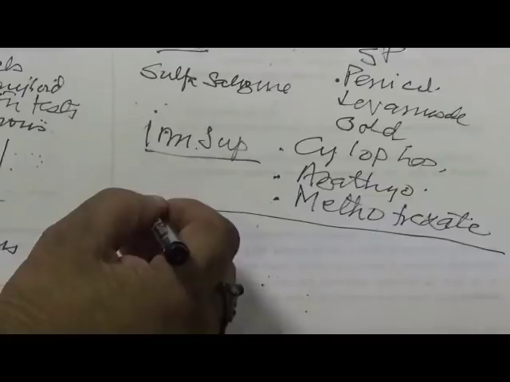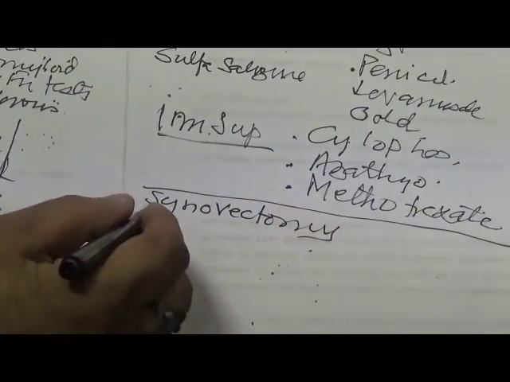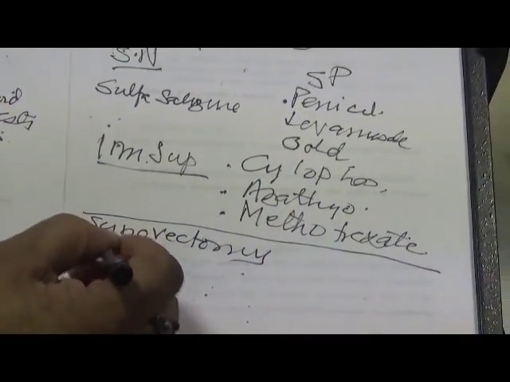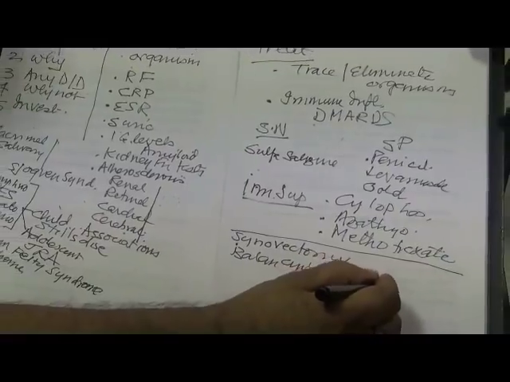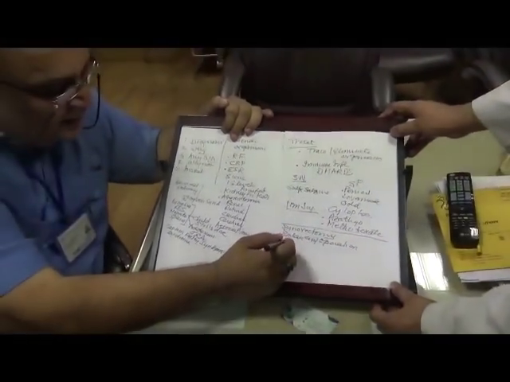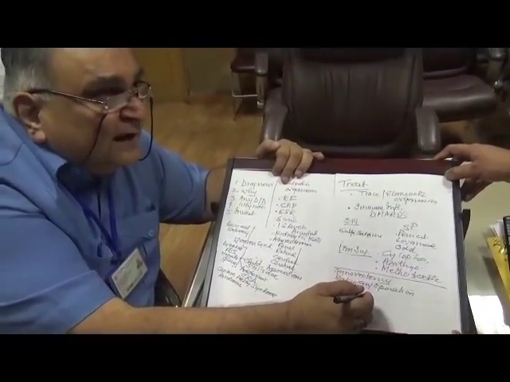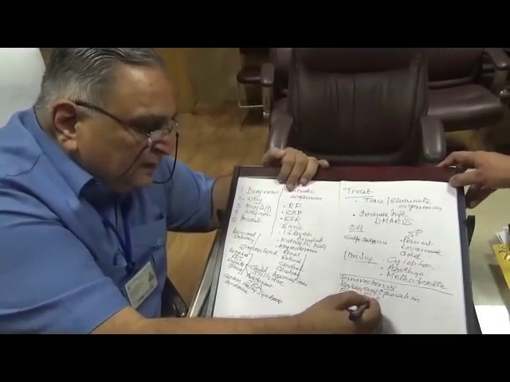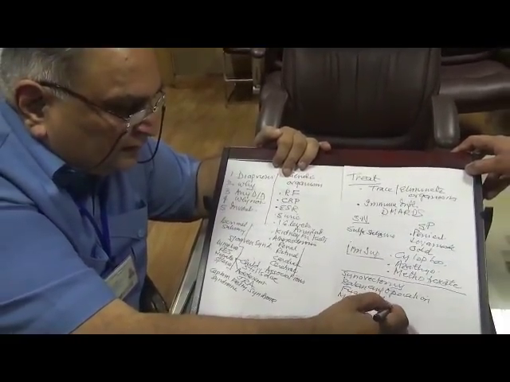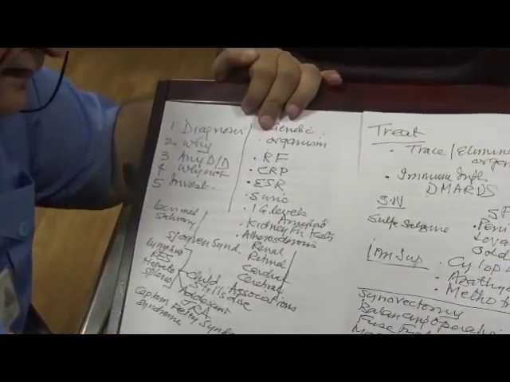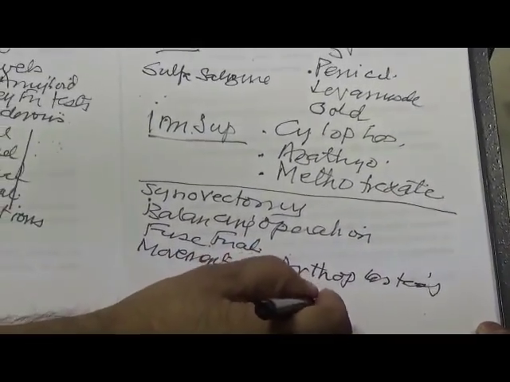Then you can do a synovectomy, so that if you can't remove the disease, you remove the diseased tissue. You can do balancing operations to correct deformity, like tenodesis or tendon transfer. Then you can fuse joints to eliminate pain and fuse them in functional position. And if movement is desired, as on MP joints, then you can do arthroplasties, and this is, you use silastic implants.